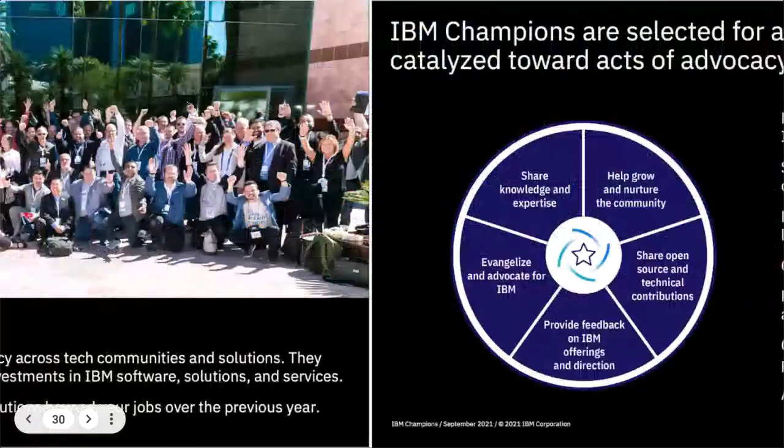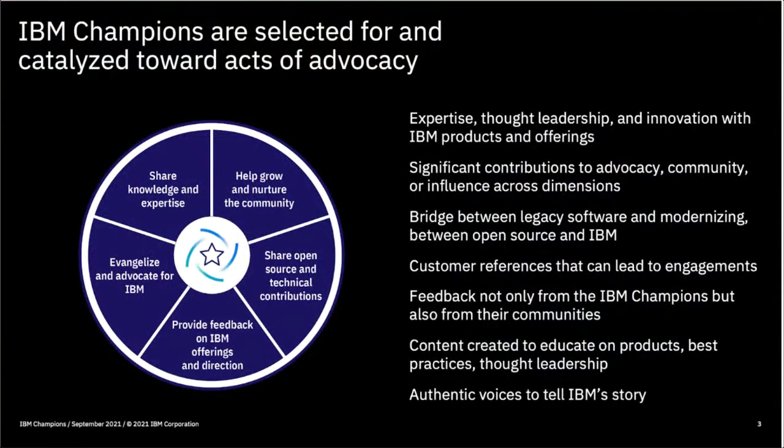During the year, what you will do as a champion is similar to what OpenMapo is doing and has done in the past: sharing knowledge and expertise, evangelizing and advocating for IBM, helping build our IBM developer community, and sharing open source and technical contributions. There's also a piece where, as an IBM Champion, you can give feedback on IBM offerings and services and help provide feedback to gauge direction. Maybe there's a feature you'd like to see, or ideas you have for making products better.